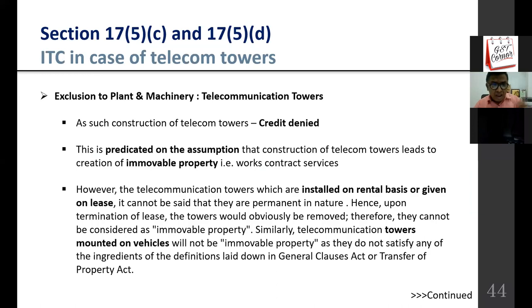In case of ITC on construction of telecom towers, as you have seen, it is exceptionally disallowed, since it becomes a part of the immovable property. And we need to understand that when it is installed on a rental basis or given on lease, in that case the ITC is allowed. So in that case, there is no restriction.